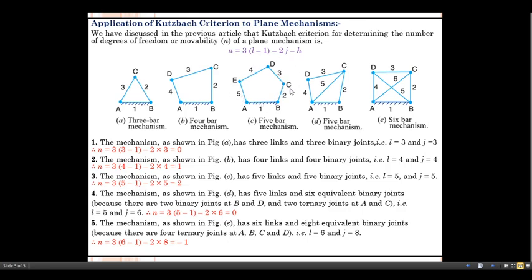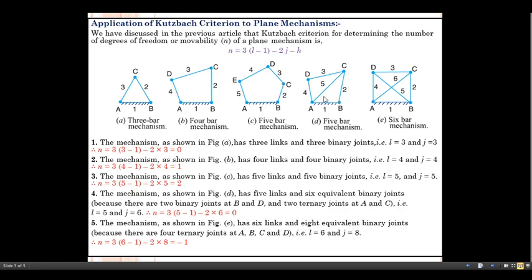Correct. Now if you look towards the next case, the 5-bar mechanism, just count the number of links: 1, 2, 3, 4, 5. So 5 links with us. Now count the number of joints: 1, 2, 3, 4, 5. So 5 joints with us. Now just substitute the values into this equation. So n equals 3 times (5 minus 1), the number of joints again 5. 5 minus 1 means 4, 4 multiplied by 3 is 12, 12 minus 10 is nothing but 2. So just move towards the next case.